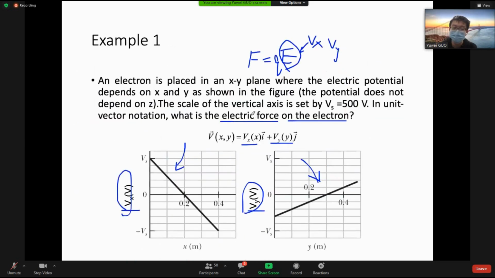So the most important thing is to figure out how to get the electric force. We know the force is equal to Q times E, and the question is how to get E. E has a relationship with the electric potential, and using this relation, we can calculate the force.